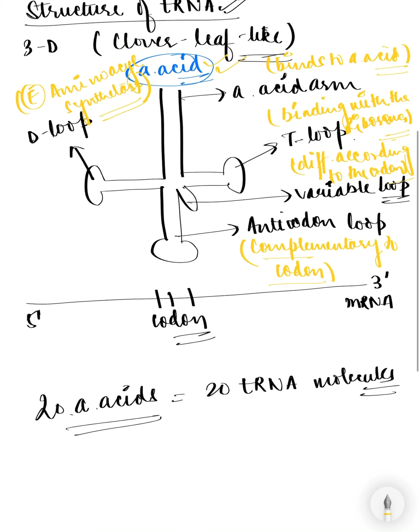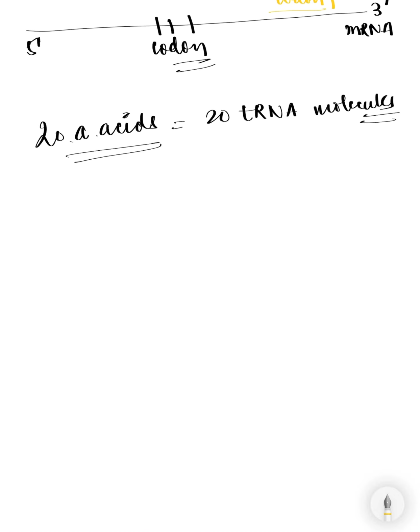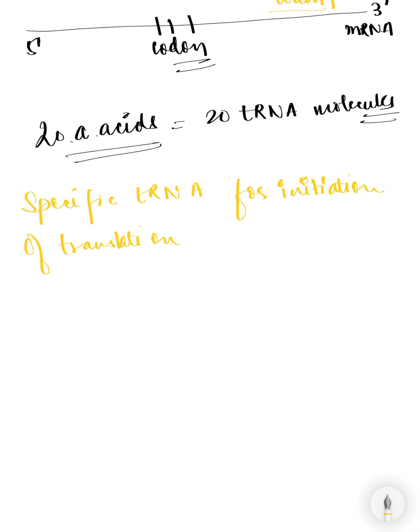Now if we talk about certain facts about this structure of tRNA, each tRNA is specific for a particular amino acid, right? That I have just explained to you, and we have a specific tRNA for the initiation of translation process. That tRNA is called initiator tRNA.